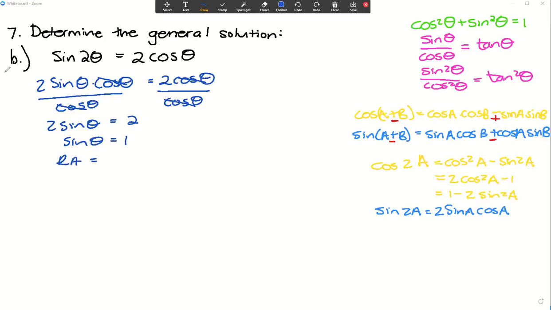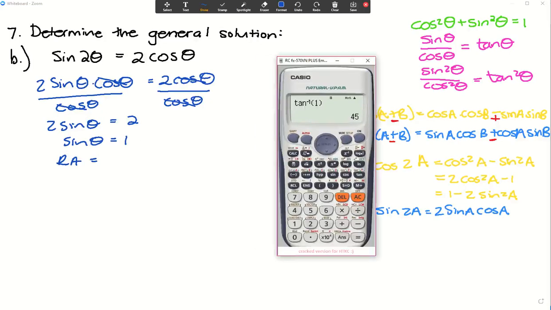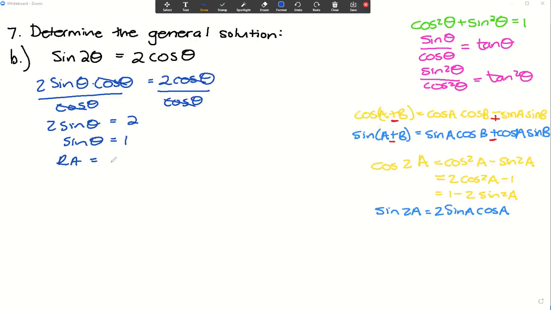So my reference angle, let's go find our calculator. Let's clear it. We're going to go arc sine, so shift sine 1. And that is equal to 90 degrees. You should already know that, and if you don't, it's okay. Your calculator's there to help you. So this ends up giving you theta is equal to 90 plus k times 360.